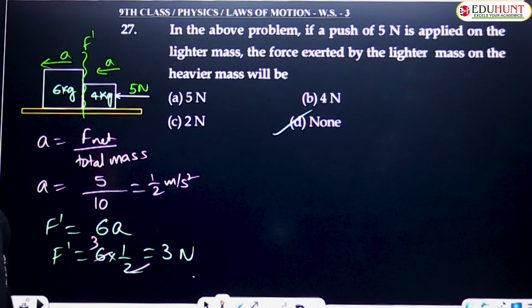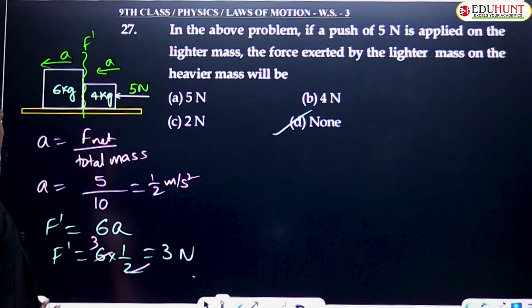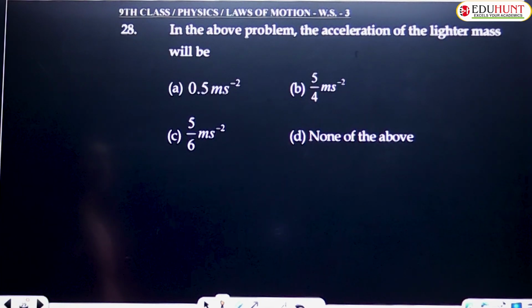Okay, so what is the answer? The answer is 3 newtons. There is no such option in this, so take the fourth option as none of the above. Now moving to the next question, 28.